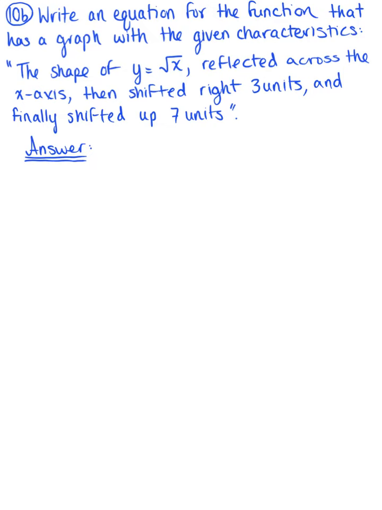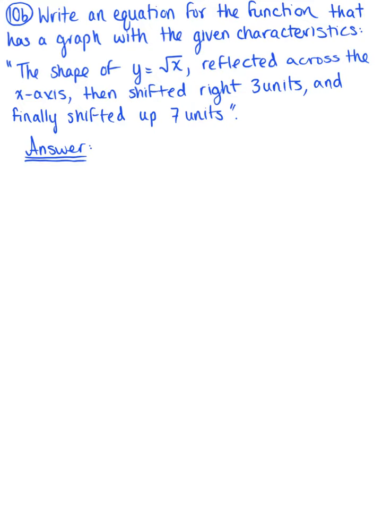Write the equation for the function that has a graph with the given characteristics. And we have the shape of the square root of x is first reflected across the x-axis. Then it's shifted right 3 units. And finally, it is shifted up 7 units.